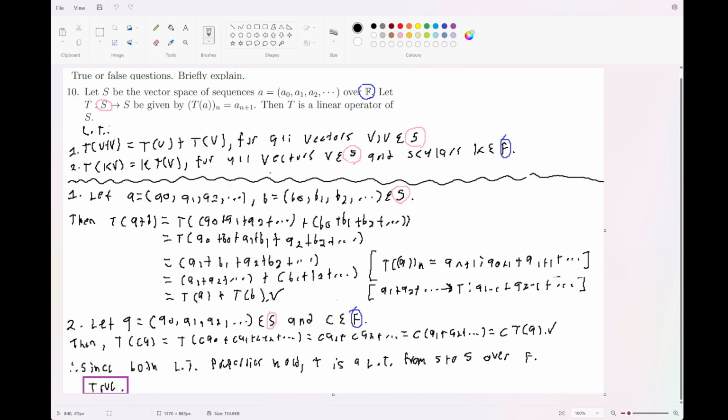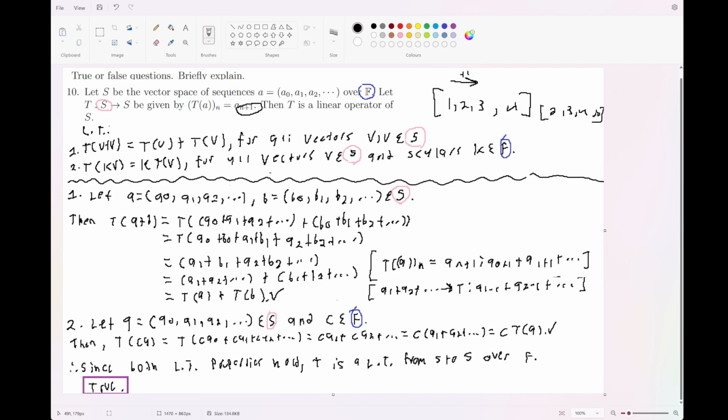What is this? Let S be the vector space of sequences a = a0, a1, a2, dot dot dot, over F. Let T go from S to S be given by T(a_n) equals a_(n+1). So this is basically just a shift to the right. So if you have elements like this, you're just moving to the right by plus 1. Right, 2, 3, 4, 5. This is what this means in case people don't know.